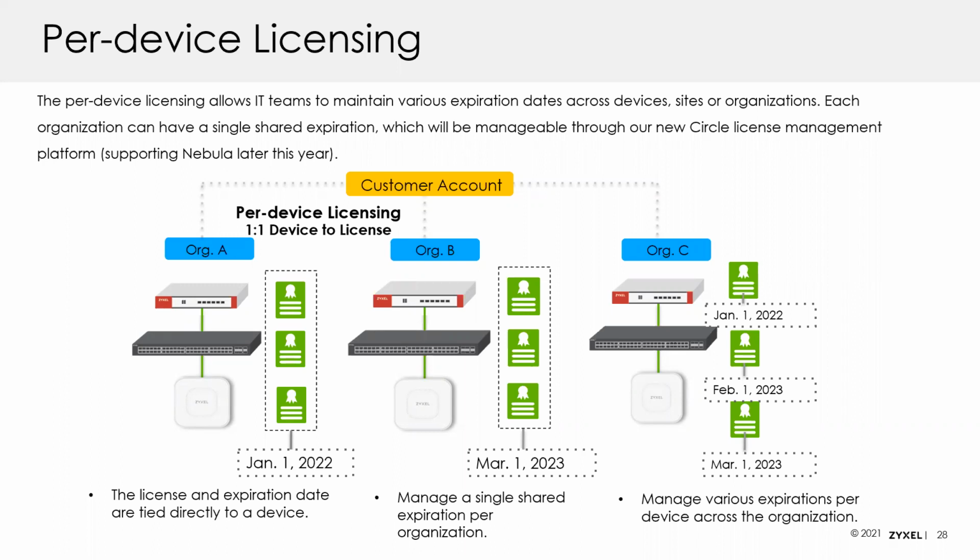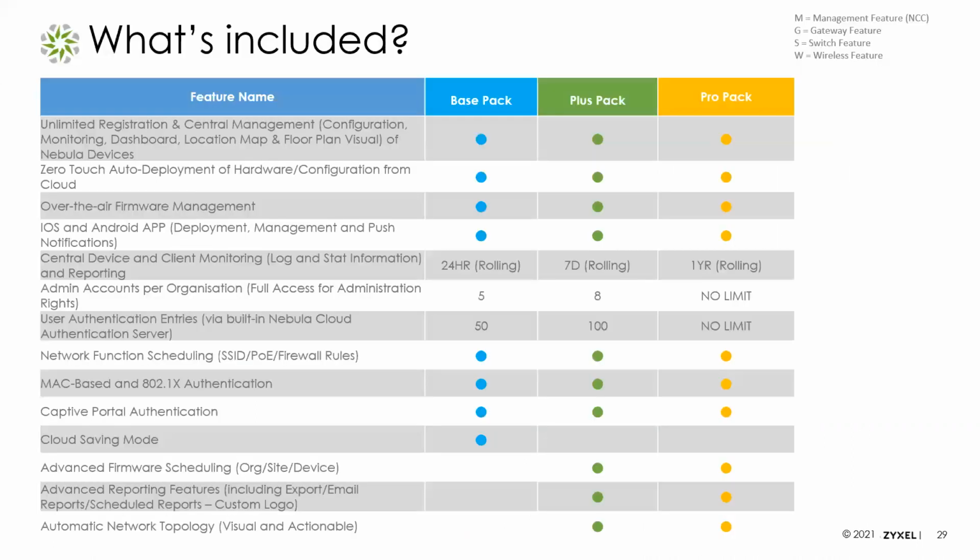Now, if those licenses are expiring or you add a new device that doesn't have a license, you are given a 15-day window before the network drops back down to the free version. So you've got that little extra window there, a little over 2 weeks to be able to add the license that you need to be able to maintain the Plus or Pro Pack licensing. After that, it'll fall back to the free version.